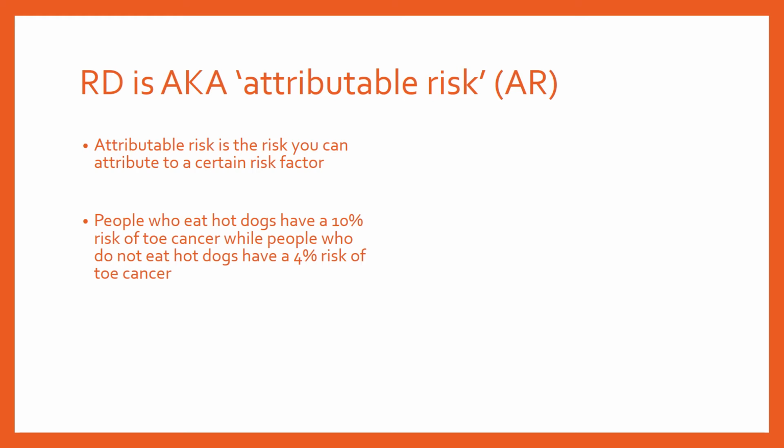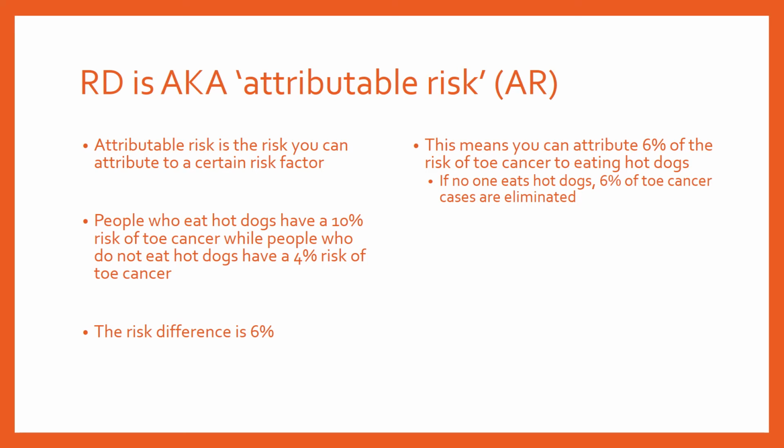I want you to think of risk difference as attributable risk. This is the amount of risk that you can attribute to some risk factor. So here's an example. People who eat hot dogs have a 10% risk of toe cancer, while people who do not eat hot dogs have a 4% risk of toe cancer. Yes, it's a ridiculous example, but it doesn't really matter. What does that mean about your risk factor, consuming hot dogs? It means that the risk difference would be 10 minus 4, 6%. This means that you can attribute 6% of the risk of toe cancer to eating hot dogs.